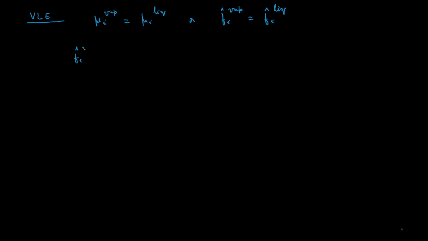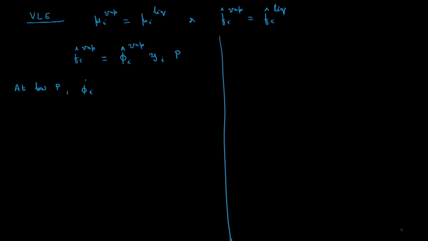The vapor phase fugacity is fairly straightforward to obtain. We'll write it as the fugacity coefficient of that species in the vapor mixture multiplied with the partial pressure of that species, yi times P. At low pressures, for most of our industrial applications, most gases behave as ideal gases, so the fugacity coefficient for the species can be approximated to 1, and if we do that, the fugacity in the vapor phase will simply be equal to yi times P.